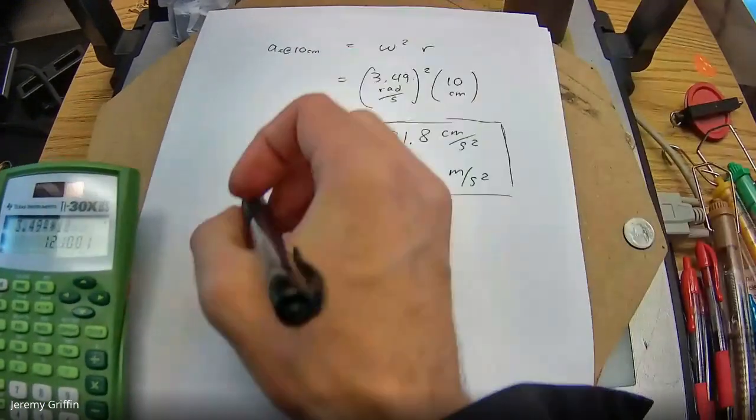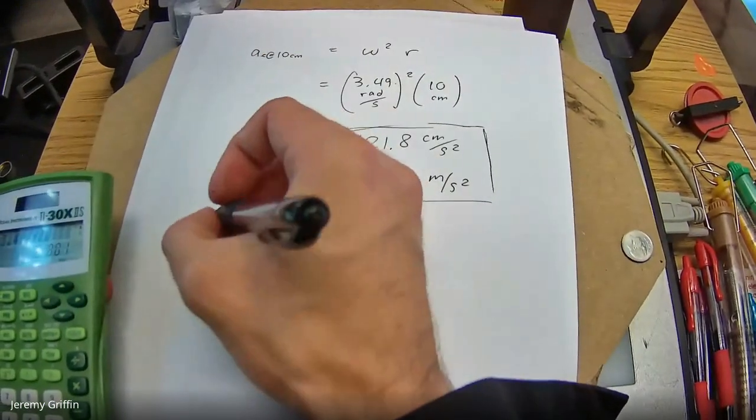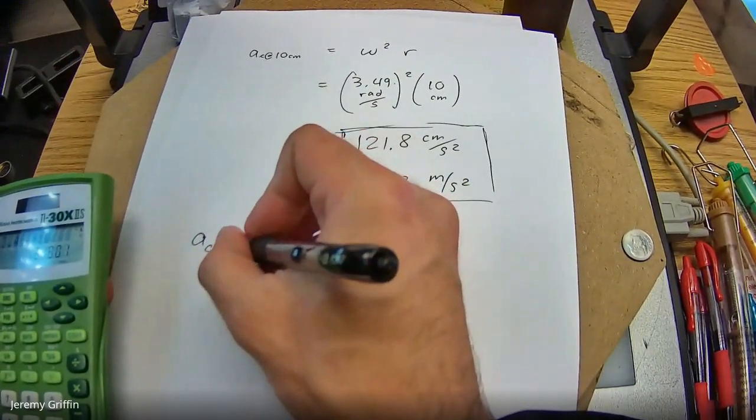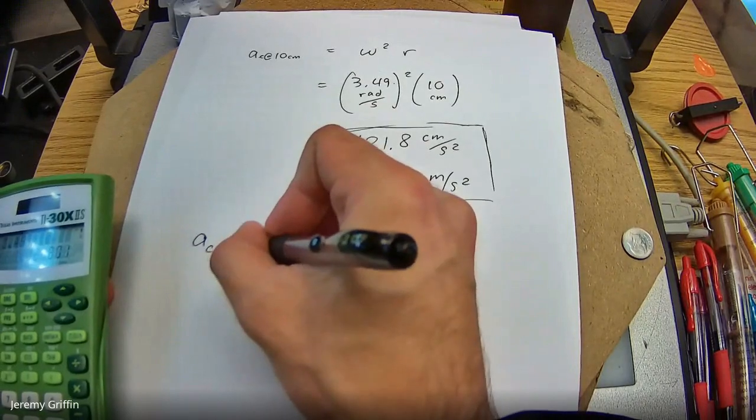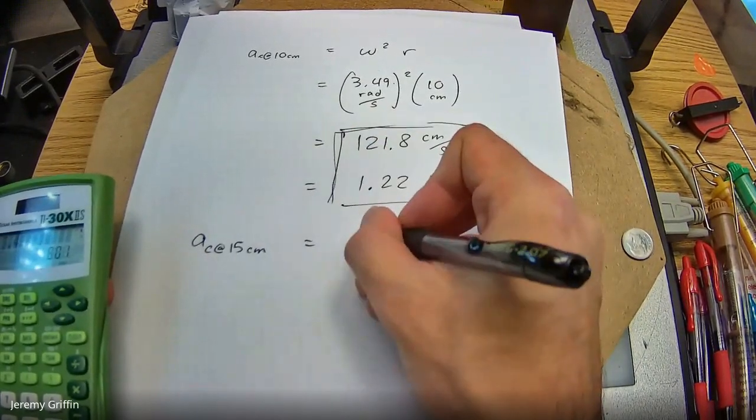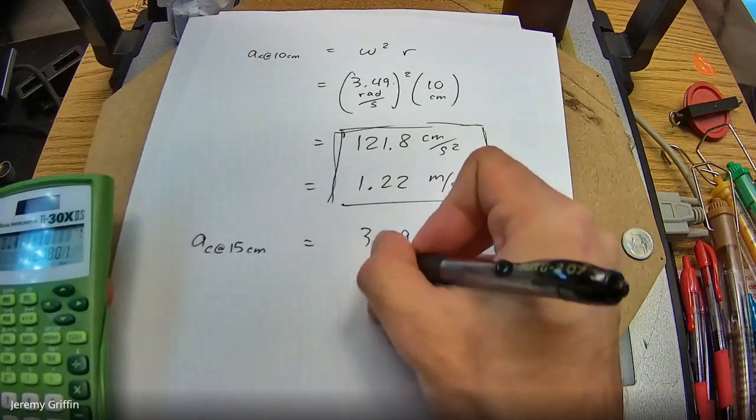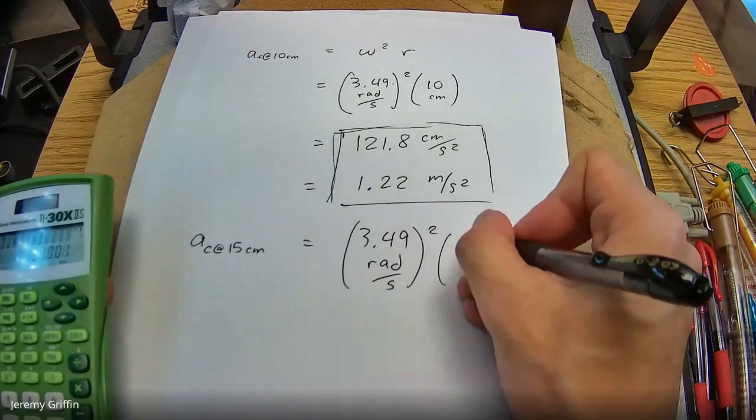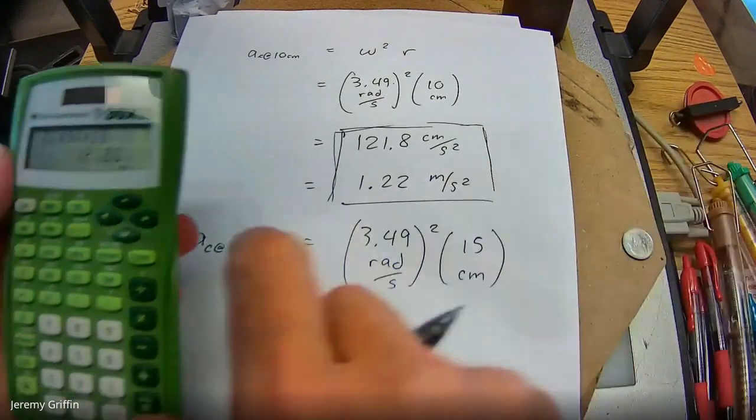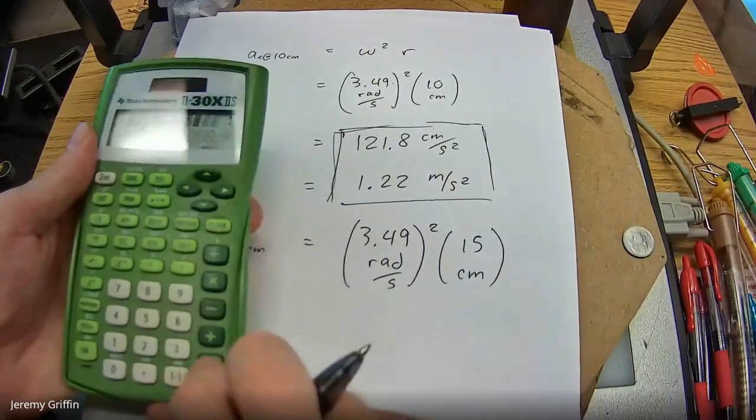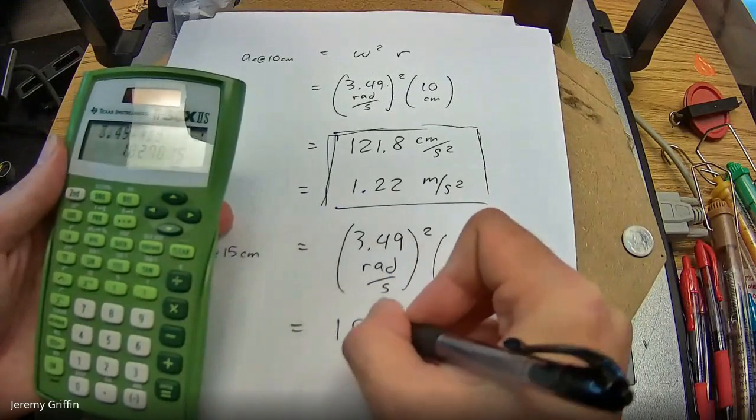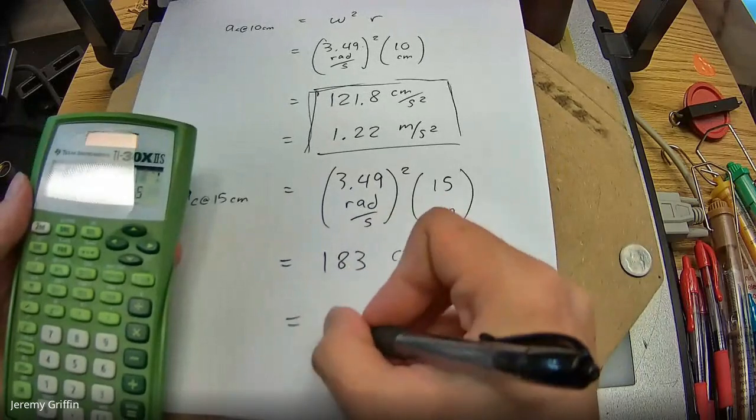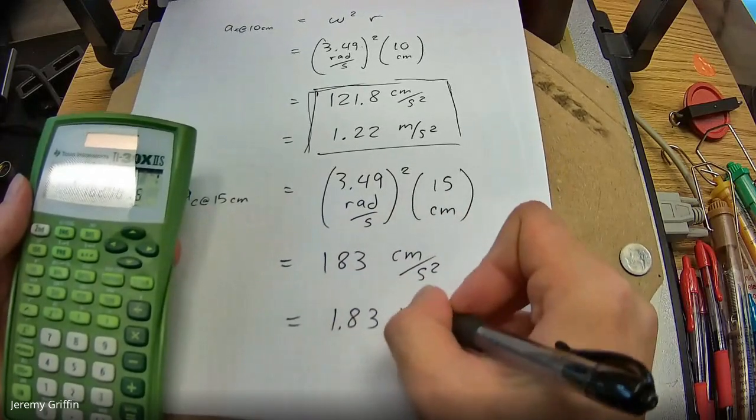And finally, what about the 15 centimeter mark? So if you're 15 centimeters from the center, what's the centripetal acceleration at 15 centimeters? That'd be 3.49 radians per second. Square that omega value, multiply it by 15 centimeters. I'm looking at 183-ish centimeters per second squared. Or you could call that 1.83 meters per second squared.